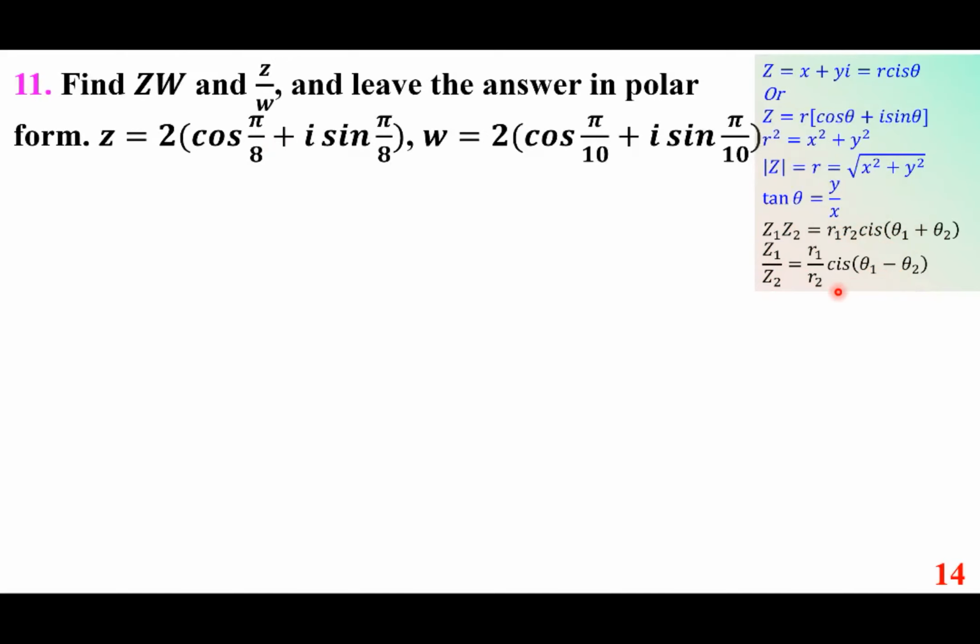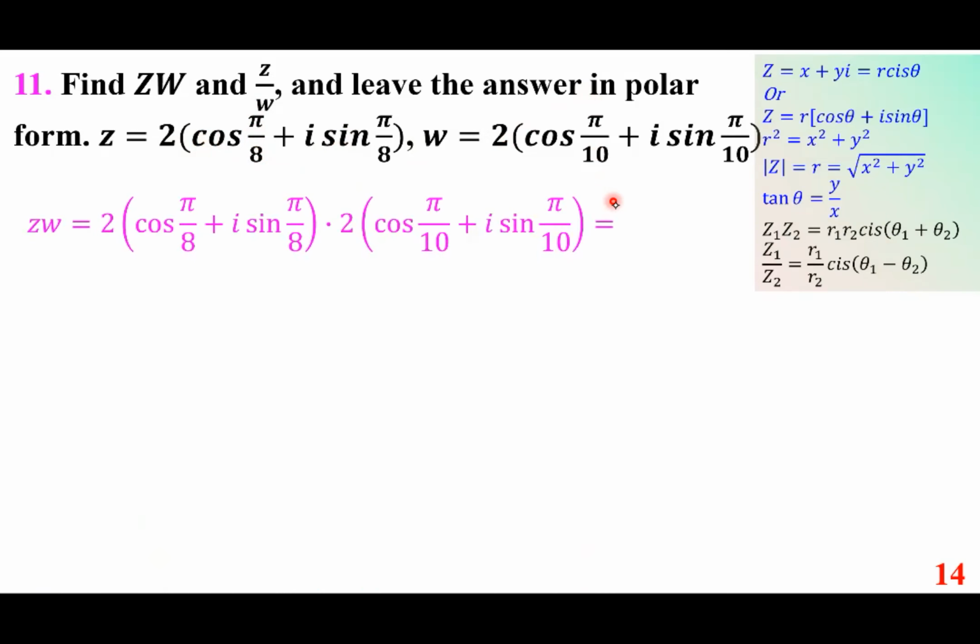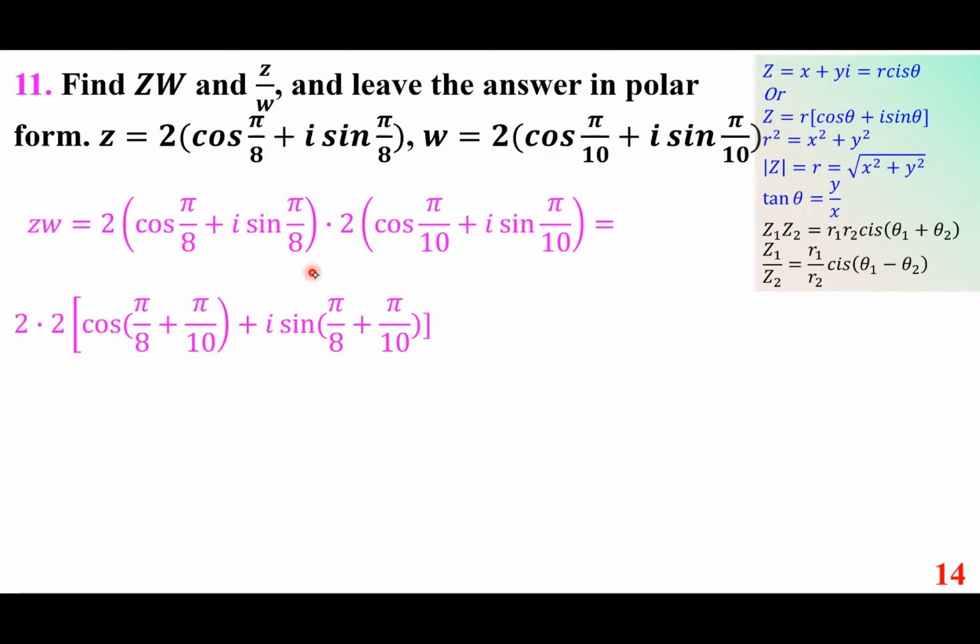So we want to multiply these two. We multiply these two numbers, and then cosine and sine don't change. We just add pi over 8 and pi over 10 for multiplication. To multiply these two, multiply 2 and 2, add up pi over 8 and pi over 10. The common denominator is 40.